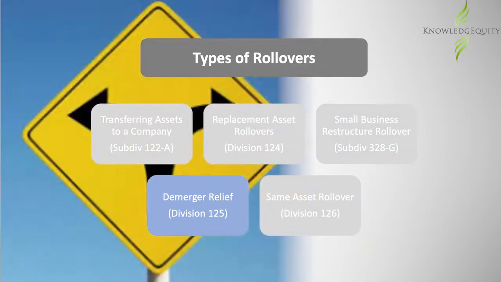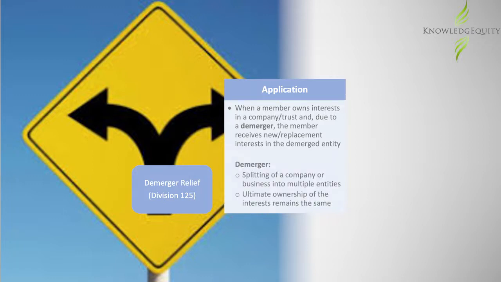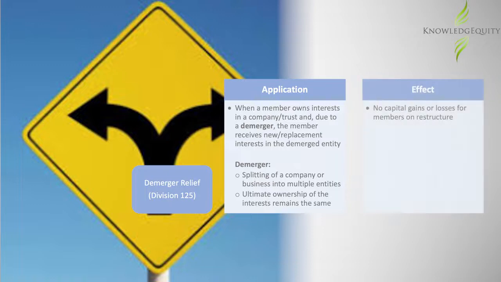Demerger relief is a rollover that applies when a shareholder owns shares in a company or trust, and a demerger by that company or trust leads to the shareholder receiving new or replacement interests in the demerged entity. A demerger generally involves the splitting of a company or business into multiple entities. In this case, the ultimate ownership of the interests remains the same, but the business or businesses are now operating under a new structure. Demerger relief ensures that no capital gains or losses are triggered for the members upon the restructure.